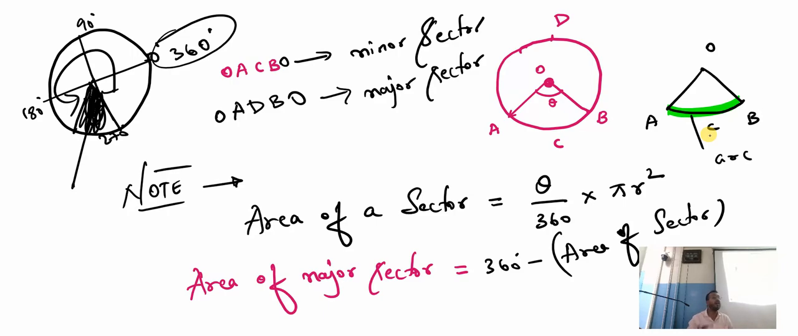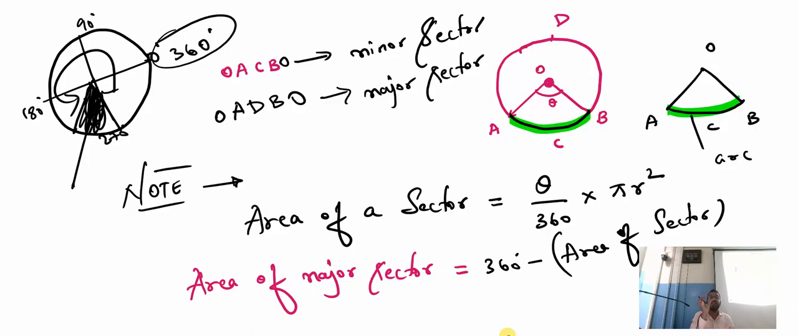This is the minor arc, so this is the arc of the minor sector. And ADB we don't want. We are not concerned about ADB in this chapter. We are just concerned with the minor arc, that is ACB. This ACB is called an arc.